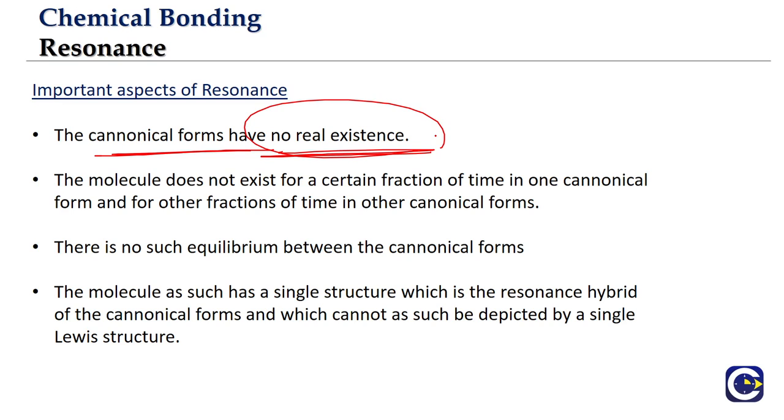The real existence is for what? Hybrid. Okay, of course we are not able to show the hybrid on paper by using the Lewis structure. That is why we are indicating all the possible canonical structures and saying that the actual molecule is going to be a hybrid of all of them, like that we are concluding.